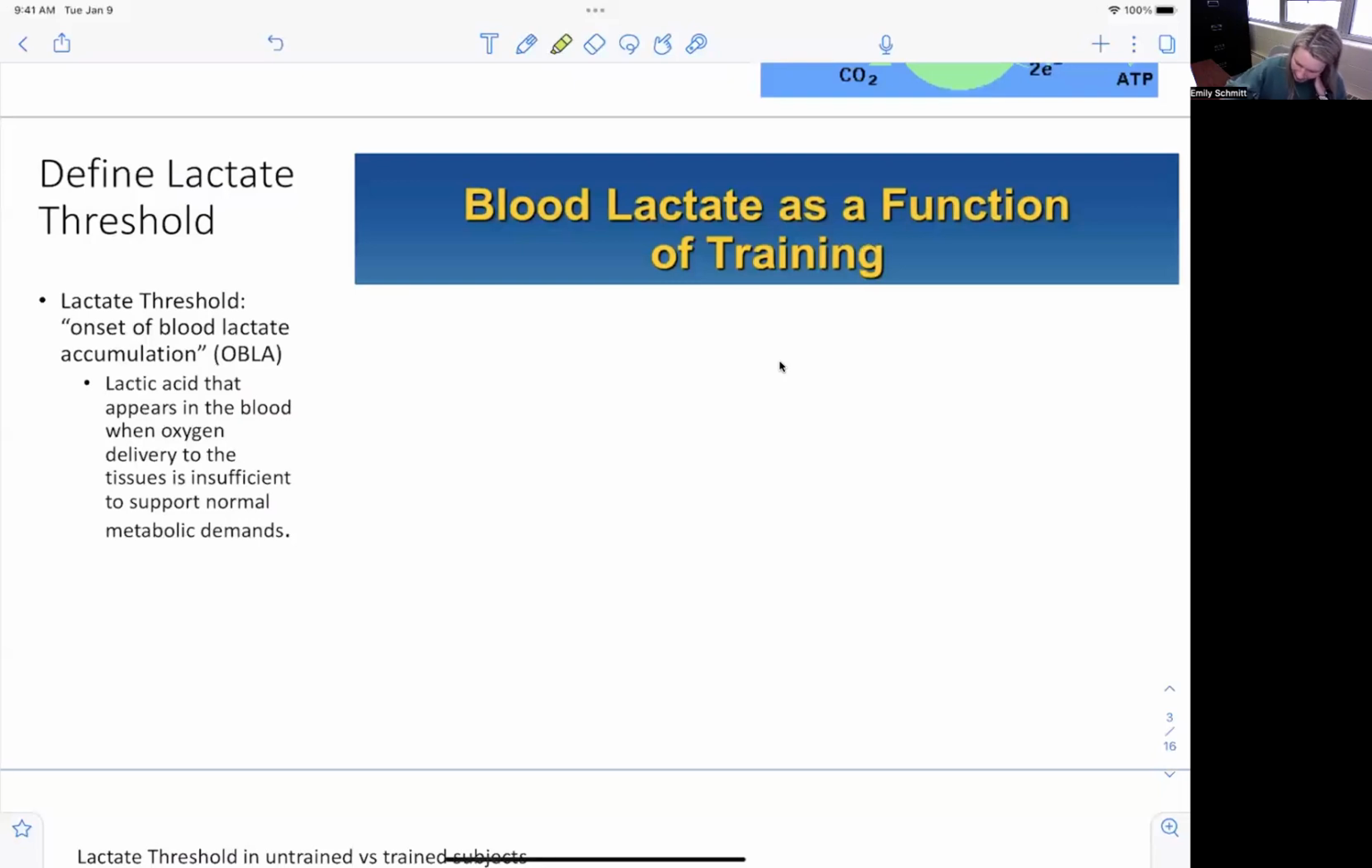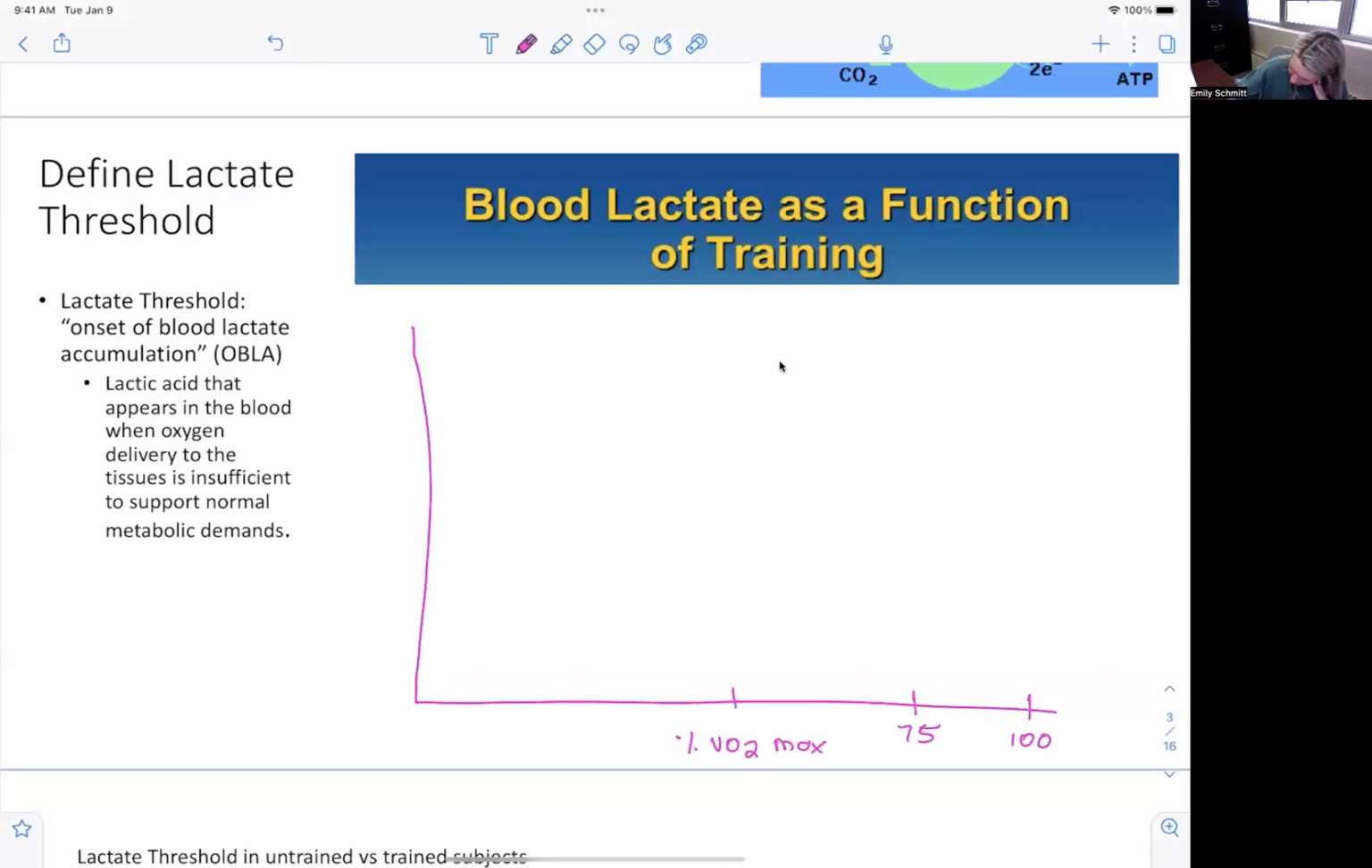Let's go ahead and draw a simplified graph here. On the x-axis, let's put percent of our VO2 max. So we're working in percent down here, and we know that we're probably going to be at 100, 75. This won't be to scale, but you'll get the idea. Our x-axis is percent VO2 max, and our y-axis is going to be our blood lactate.